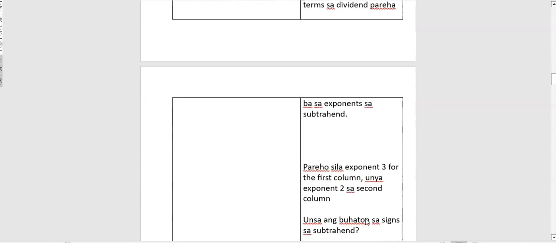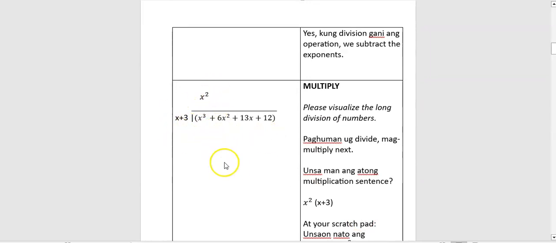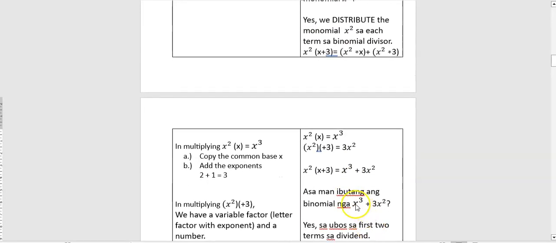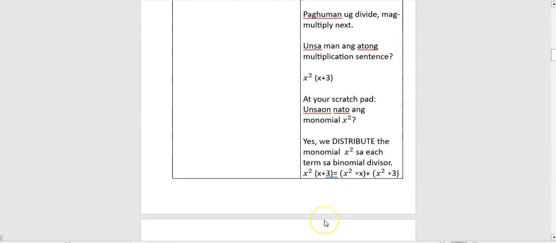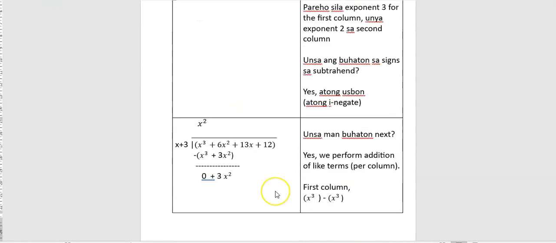Asa man na ibutang? So, balik ta sa atong main solution. Dire. So, asa man na siya ibutang? Okay? Yes, sa ubos sa first two terms sa dividend. Kay duha man ka terms ang product, so i-align sa first two terms. Right. So, sa pag-align sa product sa first two terms sa divisor, i-make sure nato nga ang first column like terms, unya ang second column like terms pod.